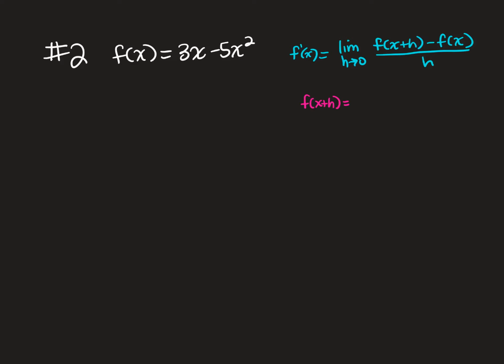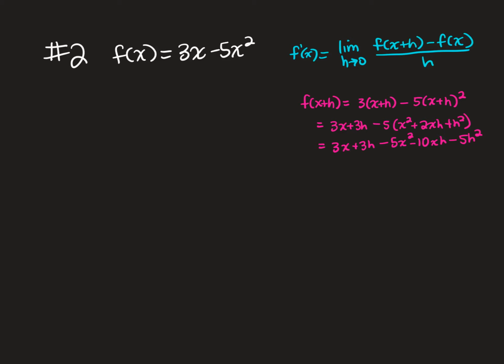Find f of x plus h, plug it in. So f of x plus h, we're going to replace all of the x's in the original expression with x plus h, and then simplify. So we'll have 3x plus 3h minus 5, and then we should, like I've said in previous videos, be able to multiply x plus h squared rather quickly. So 3x plus 3h minus 5x squared minus 10xh minus 5h squared.